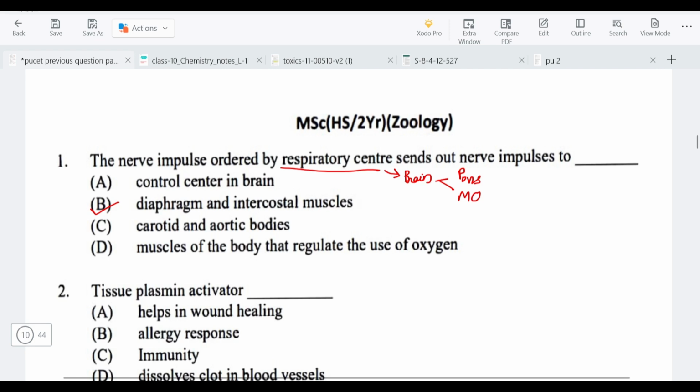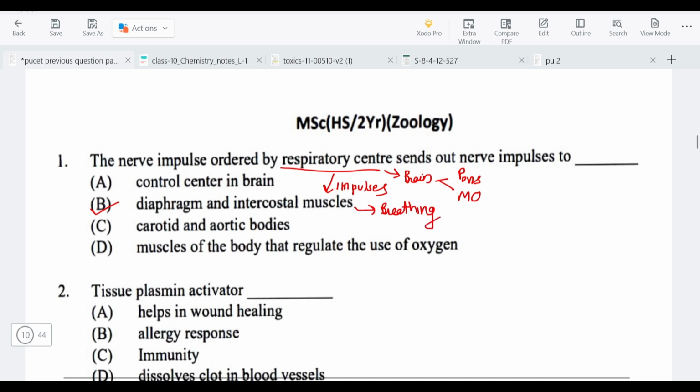This respiratory center in the brainstem sends impulses to these muscles to regulate breathing. What does it regulate? It regulates breathing.